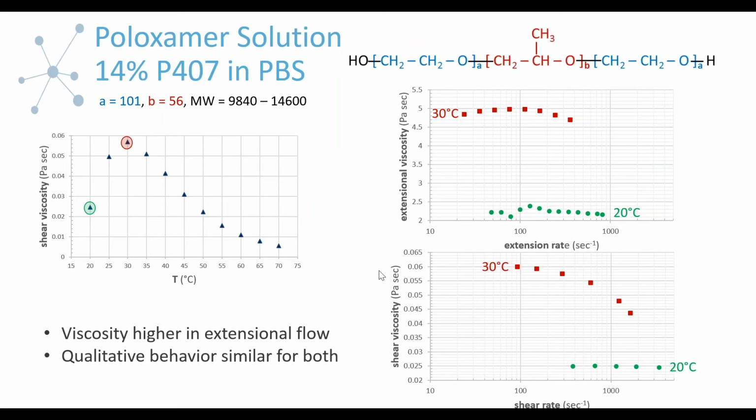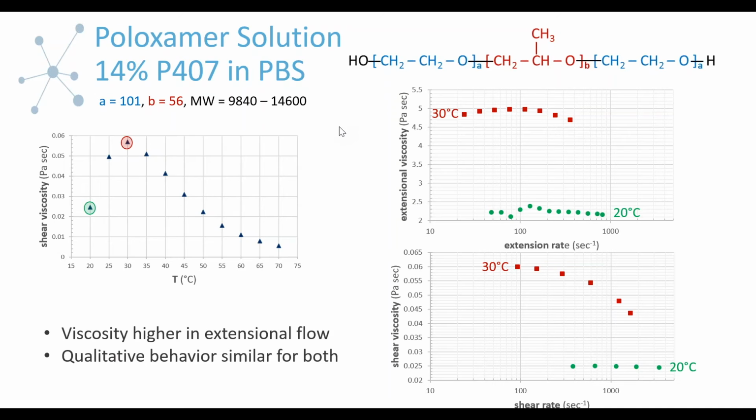Okay, another example of comparing the extension versus shear viscosity. I prepared a poloxamer solution. Poloxamer is an amphiphilic triblock copolymer. It has polyethylene oxide end blocks and a mid block of polypropylene oxide, the mid block being more hydrophobic due to an extra methyl group. We're using the specific poloxamer P407, which is defined by its particular block length and overall molecular weight, and we were looking at this at 14% in PBS.